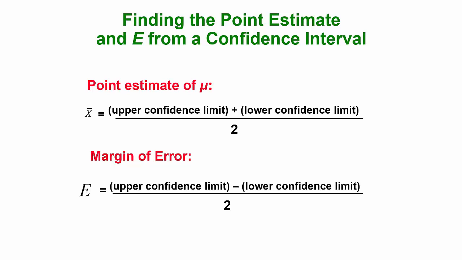If we have a confidence interval set up, we can estimate and figure out what the sample mean was and the margin of error was, just like we did when we had the confidence interval for a population proportion. So to find out what x bar is, you're going to add up your upper limit and lower limit and divide by 2, and the margin of error is E equals upper limit minus lower limit divided by 2.